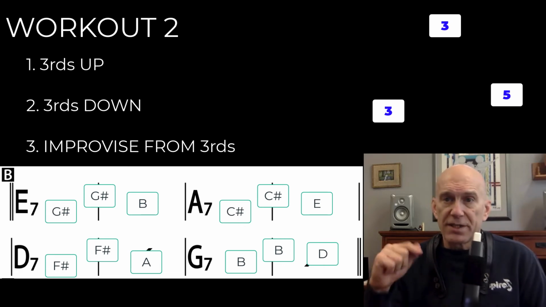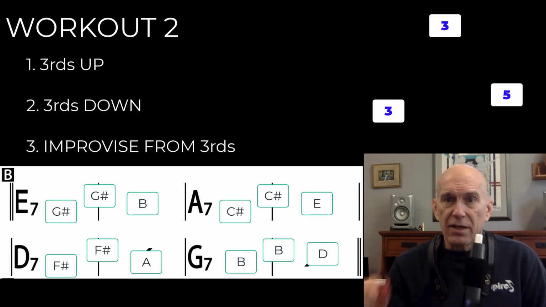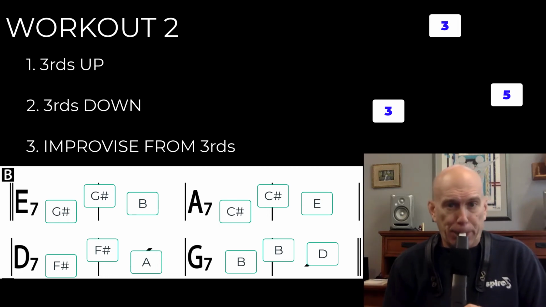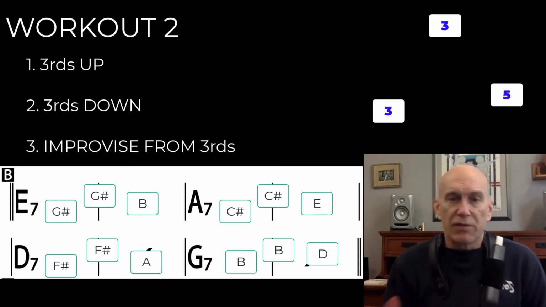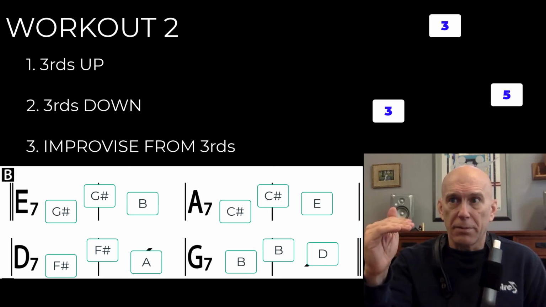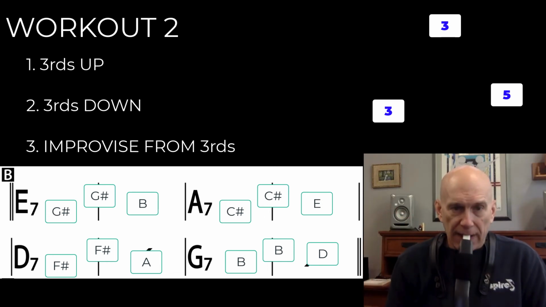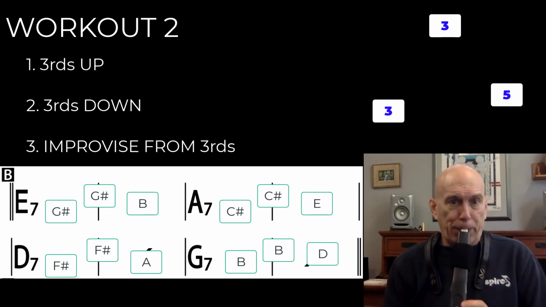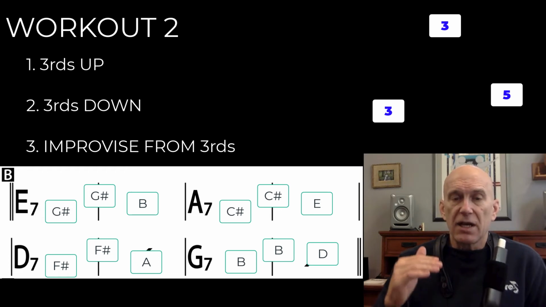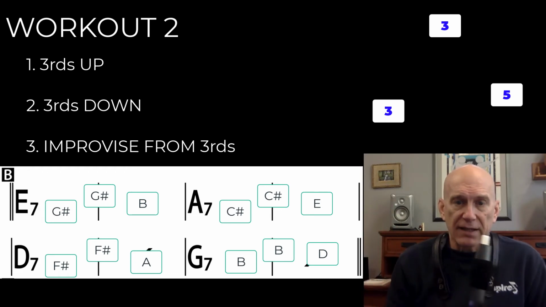Then the A will be C sharp to C sharp to E, 3rd to 3rd to 5th. So over D7, the 3rd is F sharp, so we play F sharp to F sharp, and the 5th is A. Over the G7, the 3rd is the B, so we play B to B and back down to D.